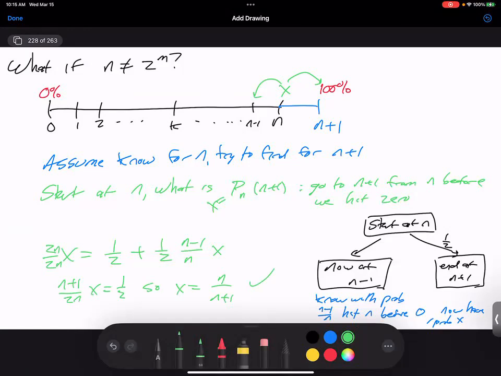So if we know the answer from 0 to n, if we know all those values, we now know going up to n plus 1 if we start at n.